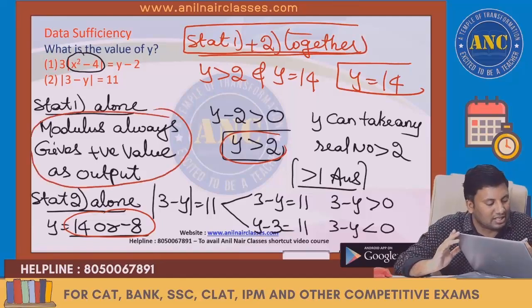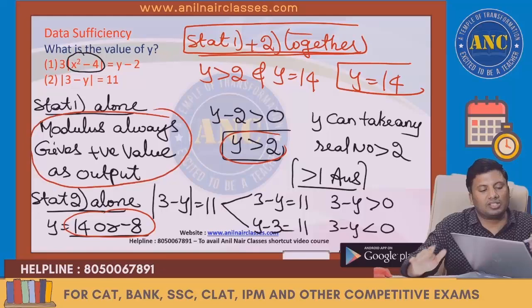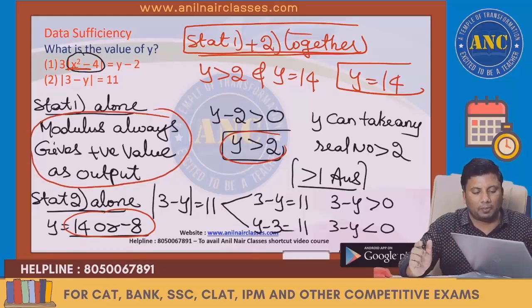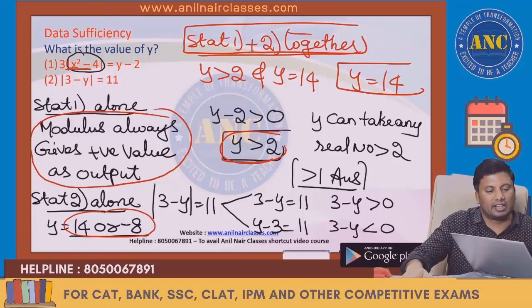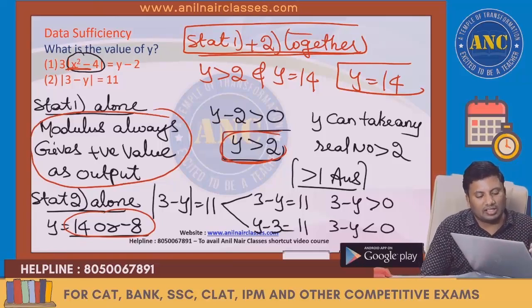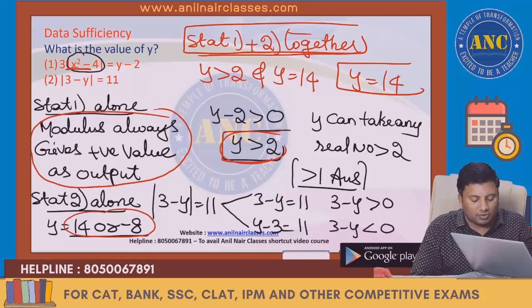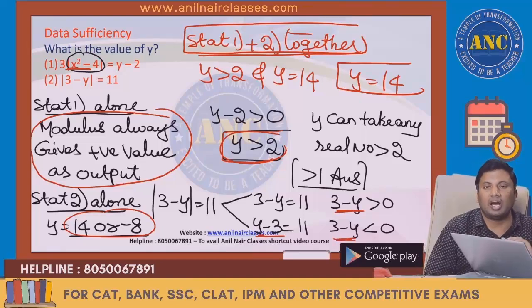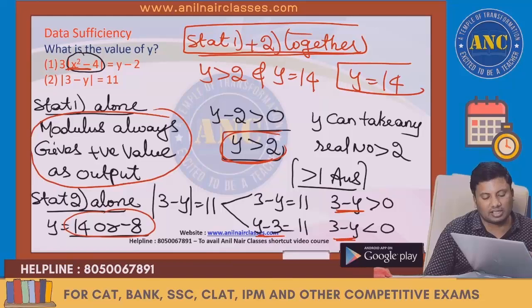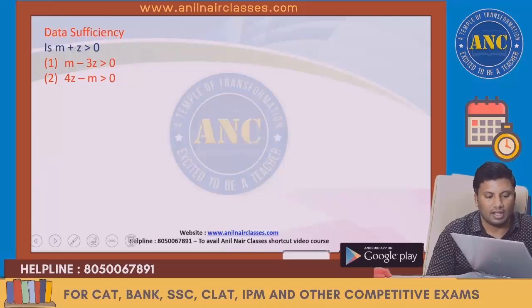Modulus always gives positive value as an output. This is nothing but positive, y minus 2 greater than 0, y is greater than 2. 3 minus y is 11 when mod x is x, for x greater than 0. Mod x is minus x if x is less than 0. 14 or minus 8, again two answers. Combining both, 14 is greater than 2. Idea clear? Next one.